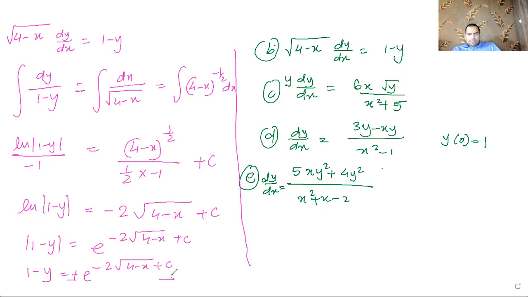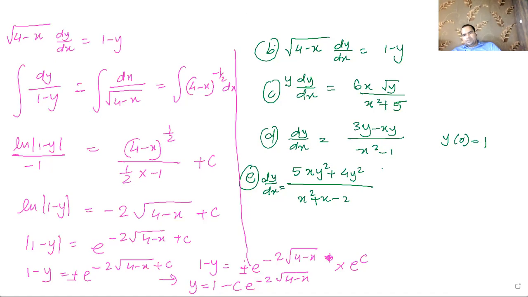So once again, like for the previous problem, 1 minus y is plus or minus e to the power negative 2 root 4 minus x, and plus, break it down as e to the power c. You can take plus or minus e to the power c as a new constant. So your y will be equal to 1 minus new constant times e to the power negative 2 root 4 minus x. So this is your general solution of this particular equation.